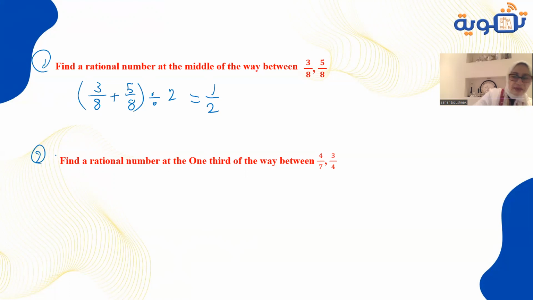In this case, I must do these steps. He tells me to find the rational number between them, at 1/3 of the way, between these two rational numbers. So in the beginning, I must find the distance. So 4/7 minus 3/4. I will get it directly by calculator. 4/7 minus 3/4. I will get 5/28.